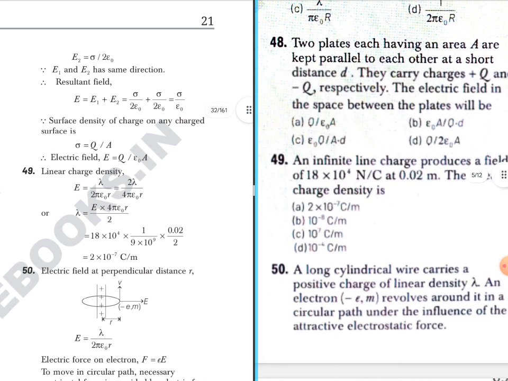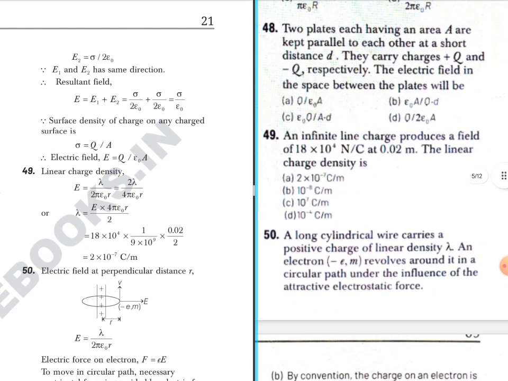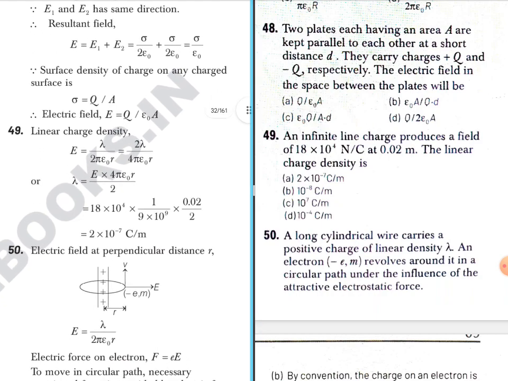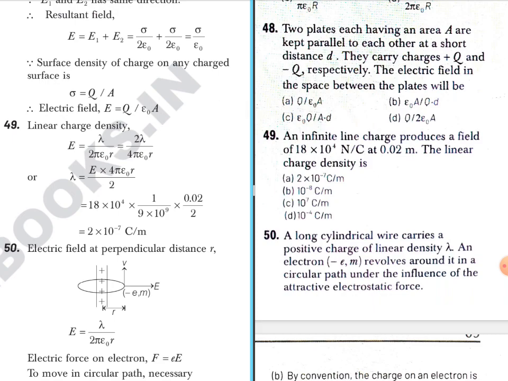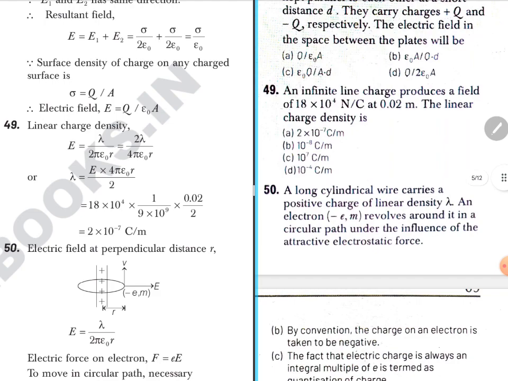Okay, so 49th question. An infinite line charge produces a field of 18 into 10 to the power 4 newton per coulomb at 0.02 meter. Infinite line charge, linear charge density lambda. You know the formula for it. Just substitute and get the value of lambda. It's 2 into 10 to the power minus 7 coulomb per meter. Option A is the right answer.